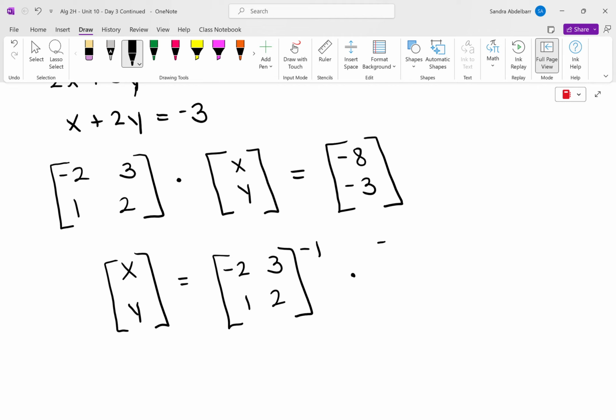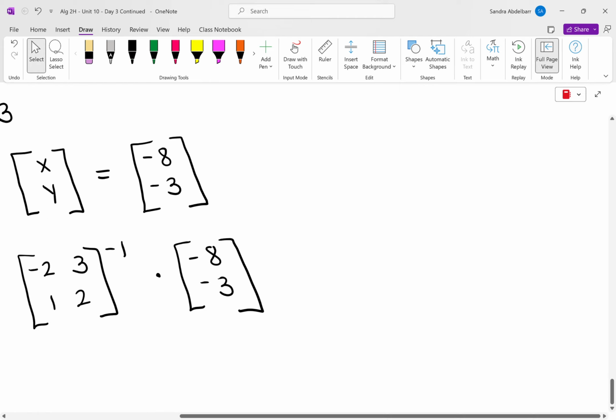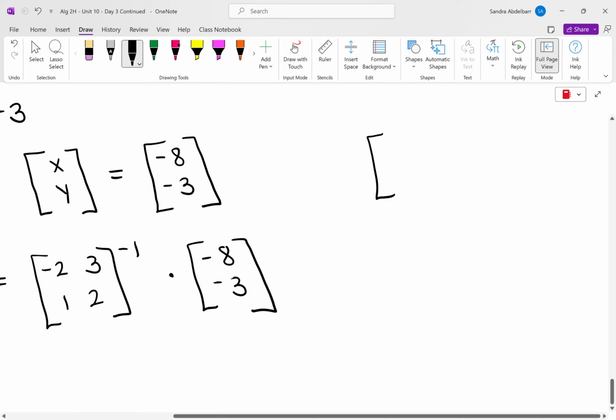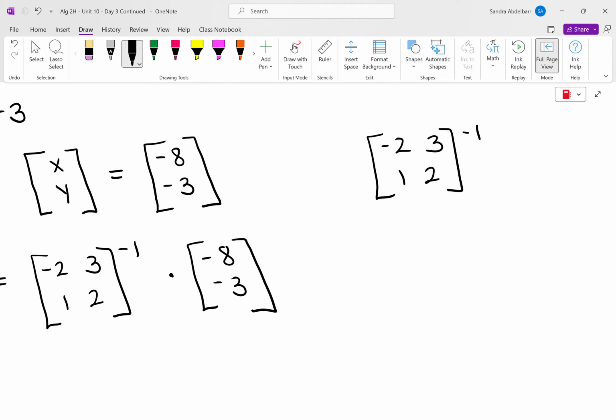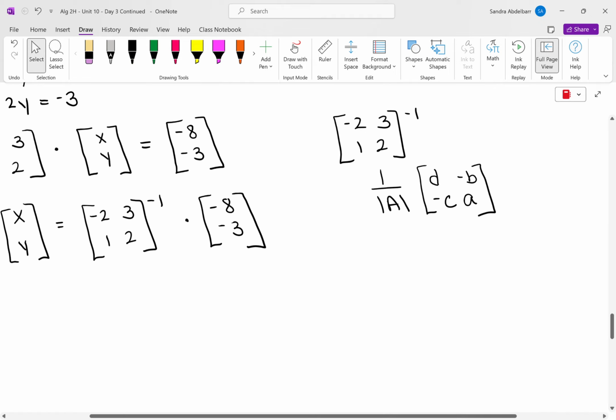So I'm going to multiply by the inverse of this matrix times the solution matrix. But the inverse of that coefficient matrix takes some work. So let's talk about it. If I'm taking the inverse of this matrix, remember it's 1 over the determinant times D, A, and then negate B and C.